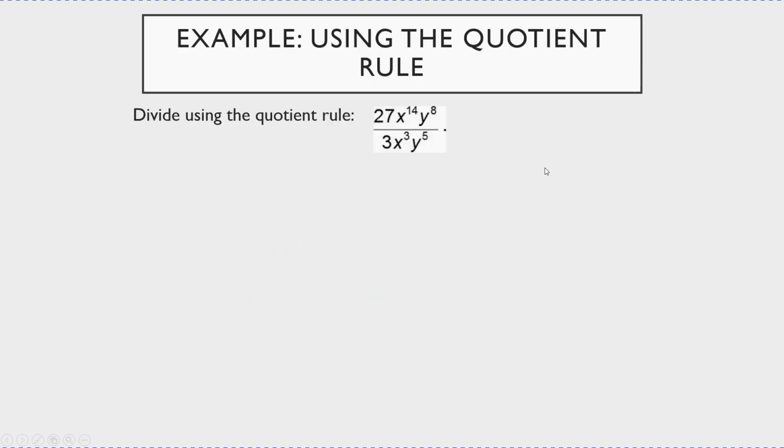All right, let's try this one here. This one's a little bit crazier, okay? So if you want to help see how you're going to break this up, I have 27x to the 14th, y to the 8th, divided by 3x cubed, y to the 5th. You can break it up a little bit easier and write it as 27, taking the coefficients, and then x to the 14 over x cubed, and then y to the 8th over y to the 5. If it helps, you can do that.